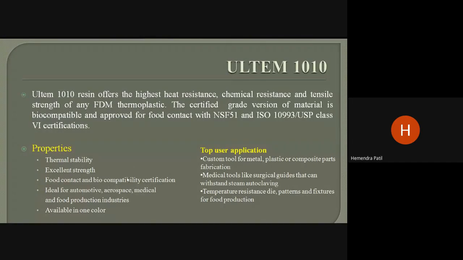So we can use it for making products which come in contact with food, and since it is biocompatible, it is ideal for automotive, aerospace, medical, and food production industries. It is available in only one color, and the price of Ultem 1010 is about $70 to $100 for 500 grams. The extrusion temperature for Ultem is 370 to 390 degrees Celsius, and the bed temperature required is 120 to 160 degrees Celsius.